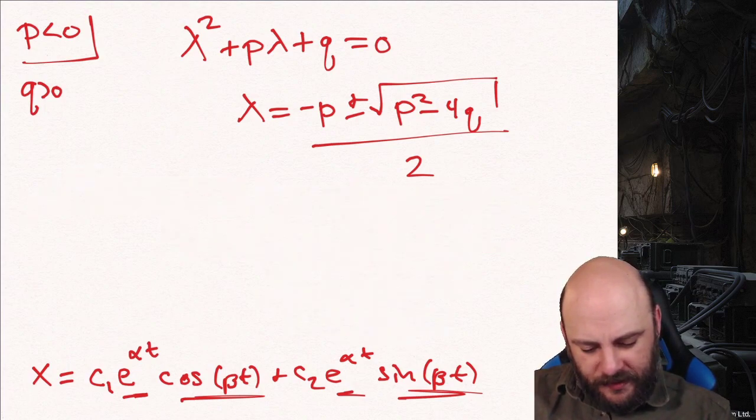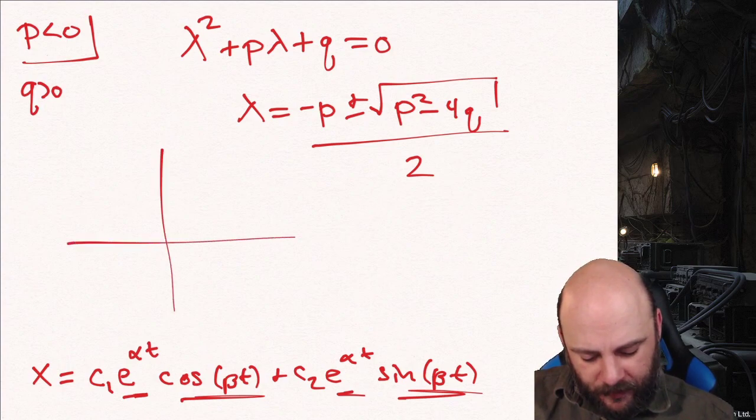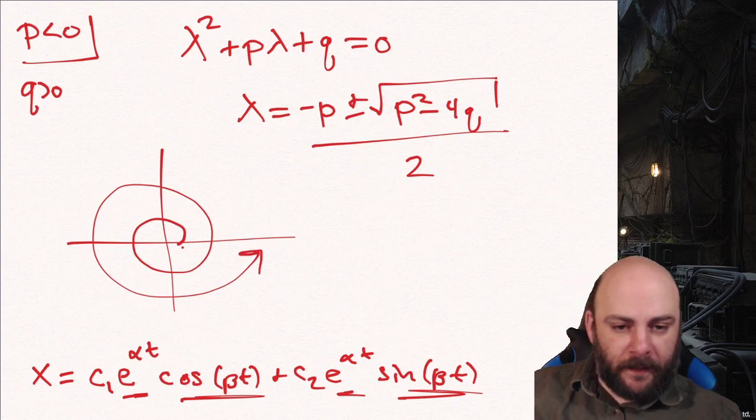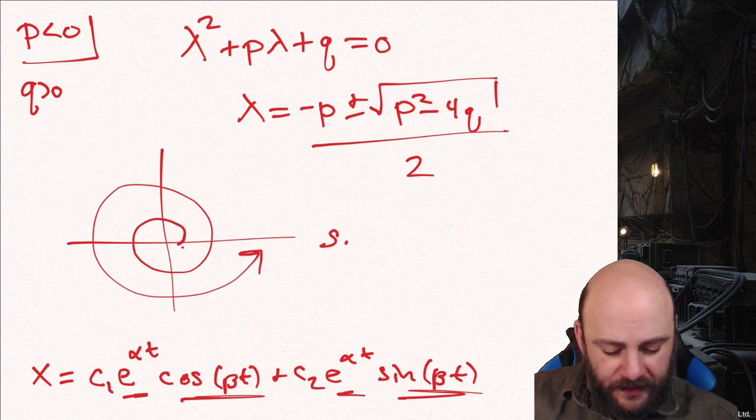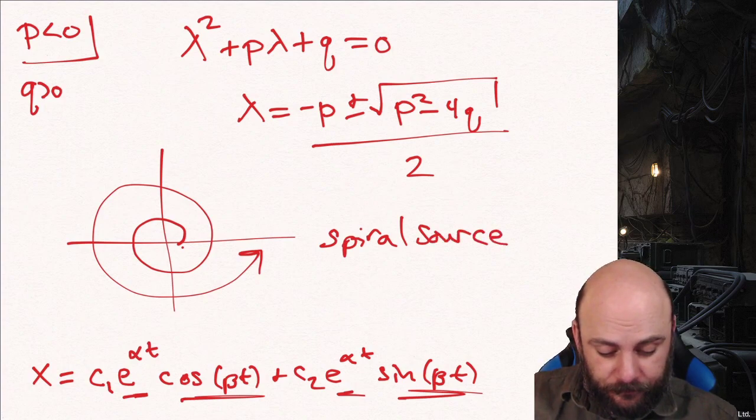I'm doing a lot more erasing than I have in previous videos. I kind of like it. It means that no matter where I start, I go away. This is what's known as a spiral source.